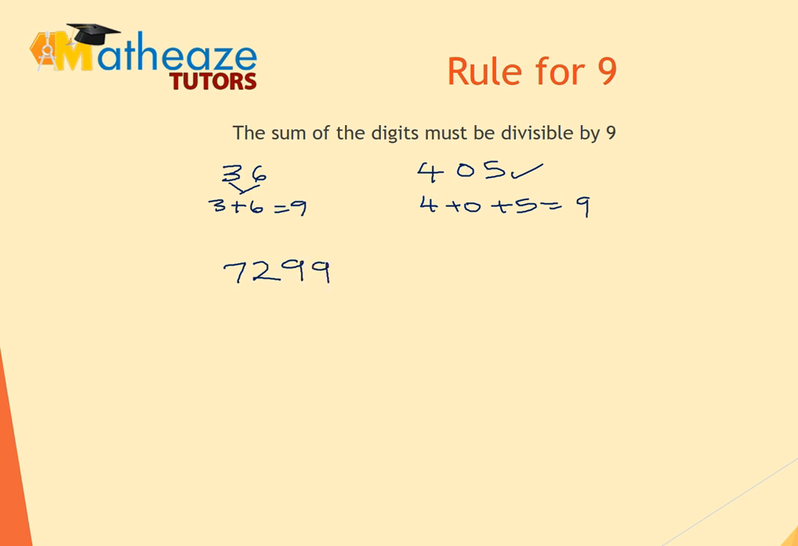7,299, for example, we're going to add these together. 9 plus 9 plus 9, which is 27. So 2 plus 7 is also 9. So this number here is divisible by 9.